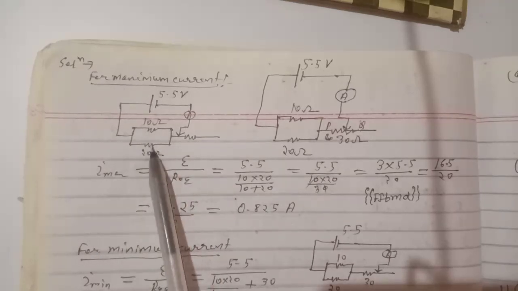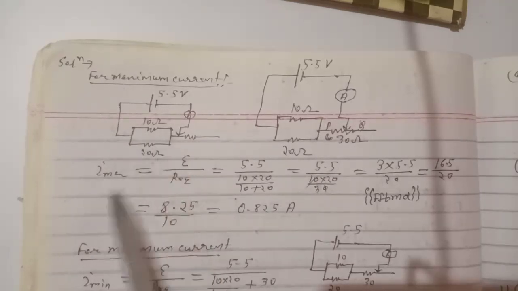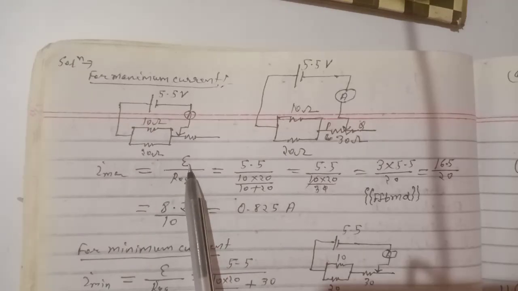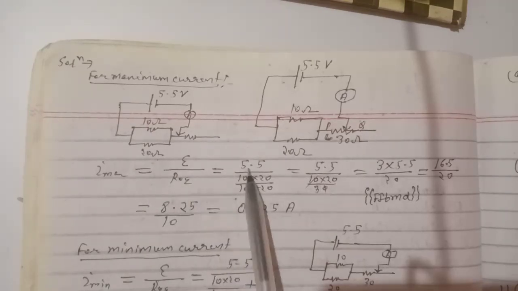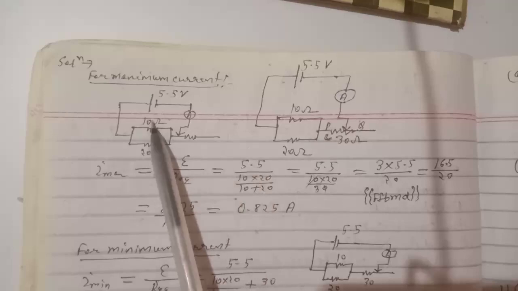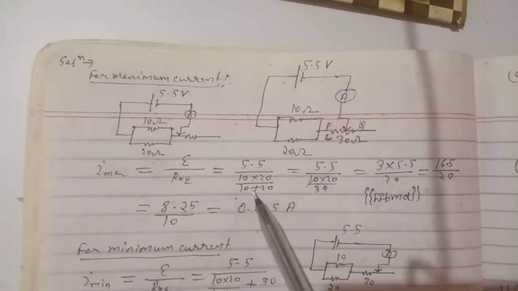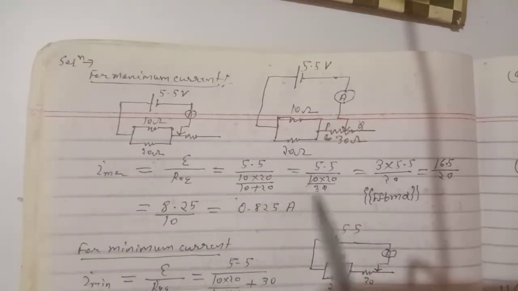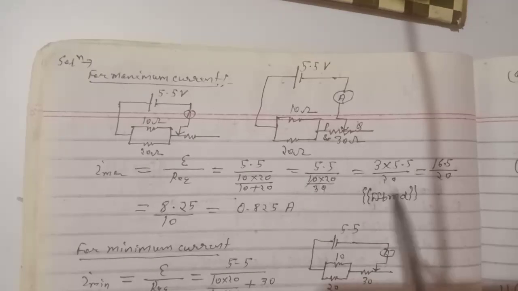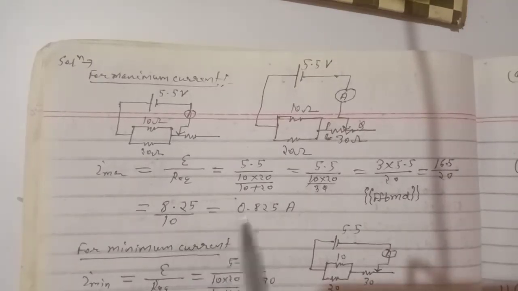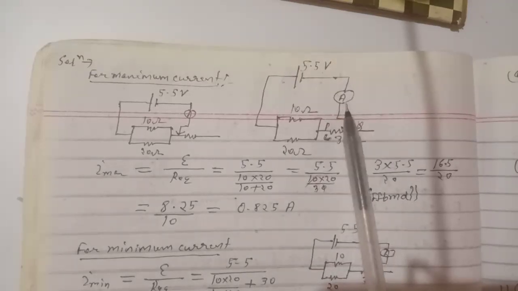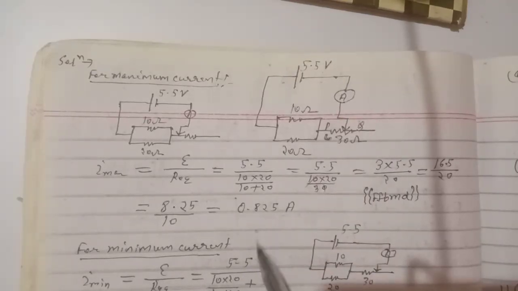So first we have to calculate its R equivalent. So I max will be E divided by R equivalent equals 5.5 divided by, because it is in parallel, 10 into 20 by 10 plus 20. That is 5.5 into 3 by 20, or 16.5 by 20, equals 8.25 by 10, equal to 0.82 ampere. So the maximum current will show 0.82 ampere.